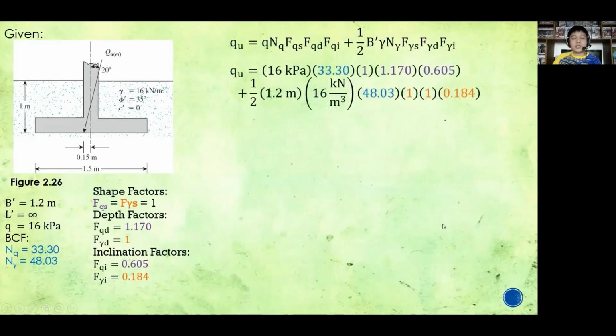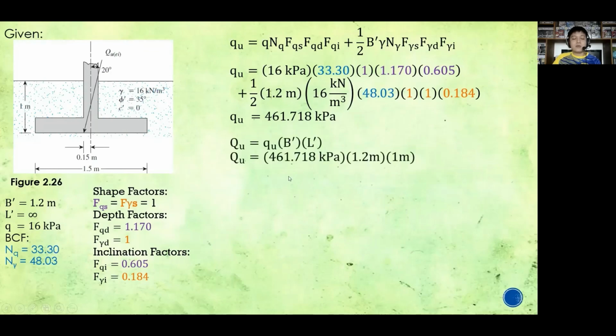Therefore, let's identify our QU. For QU, that is now our Q, 16 times NQ of 33.3 times FQS of 1 times FQD of 1.17 times inclination factor of 0.605, plus 1/2 times B prime, so 1.2, not 1.5, times gamma 16 times N gamma of 48.03 times F gamma S of 1, F gamma D of 1, and F gamma I of 0.184. Our QU is 461.718 kilopascals.